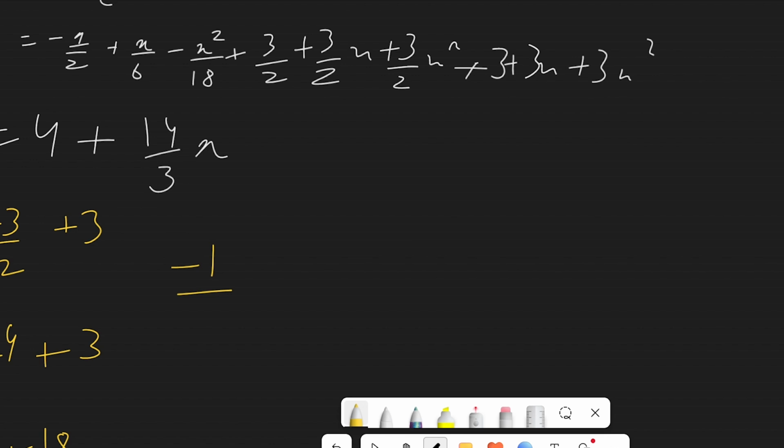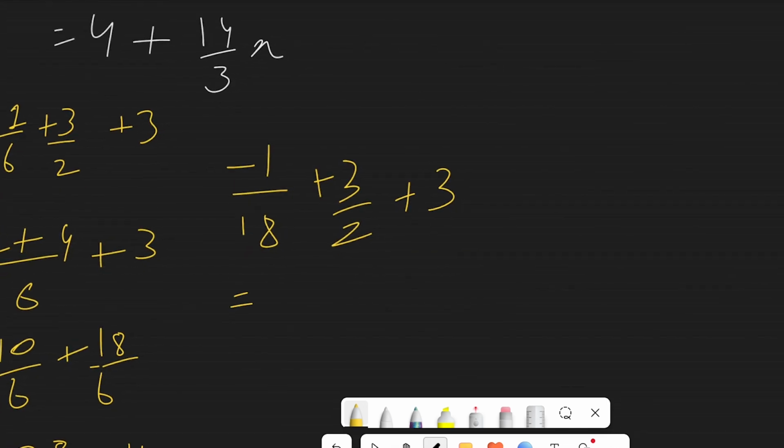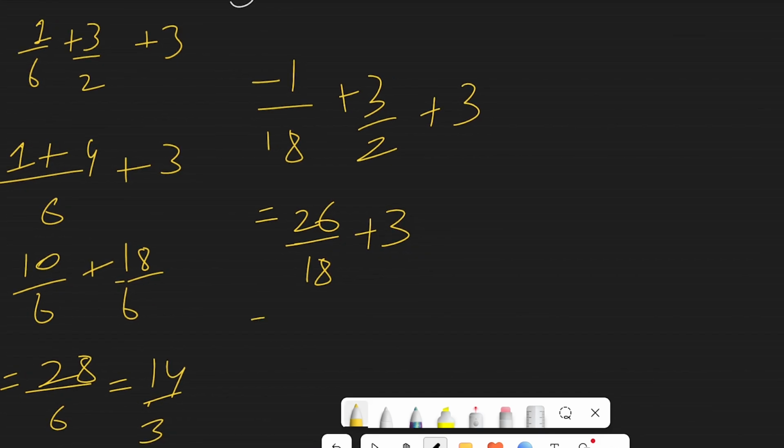Okay, now in the x square term, minus 1 over 18, we would have plus 3 over 2, and we would have a plus 3. Okay, how would we do that? We'll just multiply this thing by 9. So 3 by 9 is 27. 27 minus 1 is 26. 26 over 18 plus 3. Okay, now we'll multiply 3 by 18.